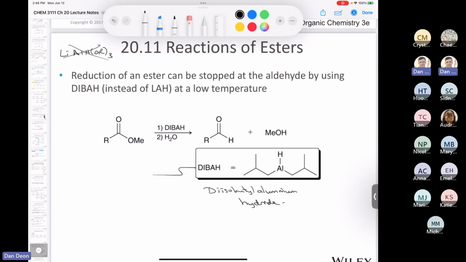And this whole DIBAH, that's a new acronym for me. When I was a student, we always called it dibal, D-I-B-A-L, but anyhow, it doesn't matter. It's neither here nor there. If the book uses DIBAH, that's what we're going to use.